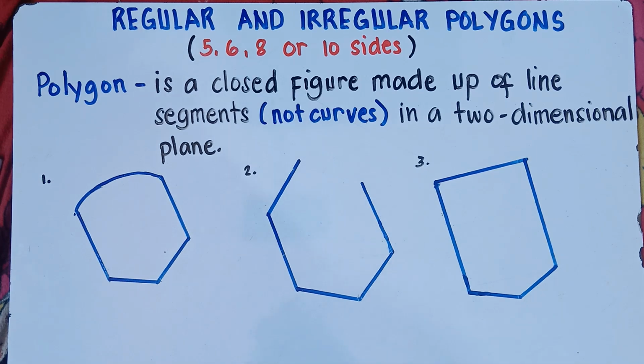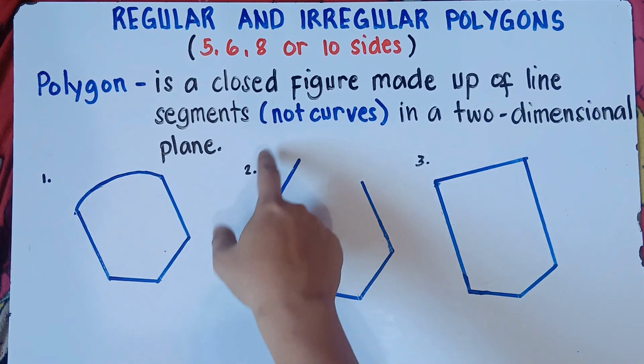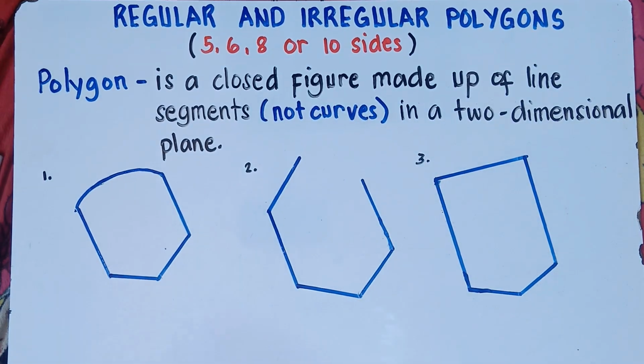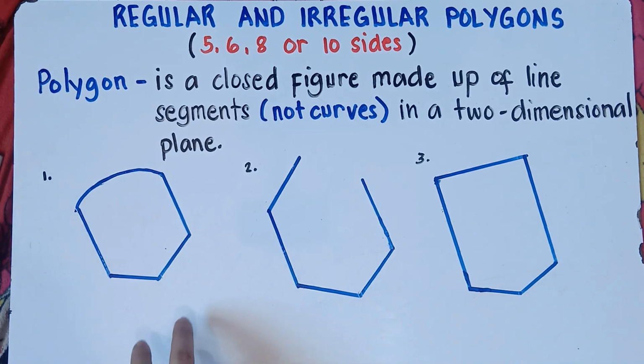Before we discuss regular and irregular polygons, let's first define what a polygon is. A polygon is a closed figure made up of line segments, not curves, in a two-dimensional plane. I have given 3 illustrations, class. Identify which of the following illustrations is a polygon. If your answer is number 3, that's correct.